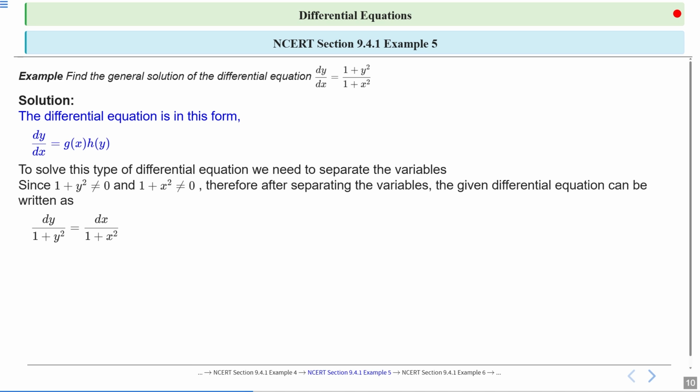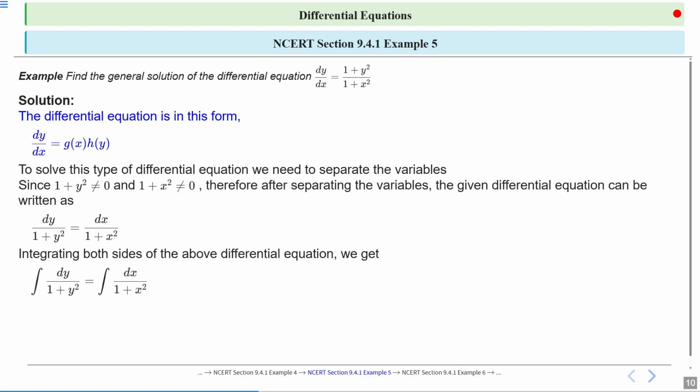So we just write, what is the value of g(x) here? 1 by 1 plus x square, and the value of h(y) is 1 plus y square. So when we take it on the left hand side, it becomes dy by 1 plus y square is equal to dx by 1 plus x square. We just separate the variables, y on the left hand side and x on the right hand side. So now we're integrating both sides of the above differential equation.